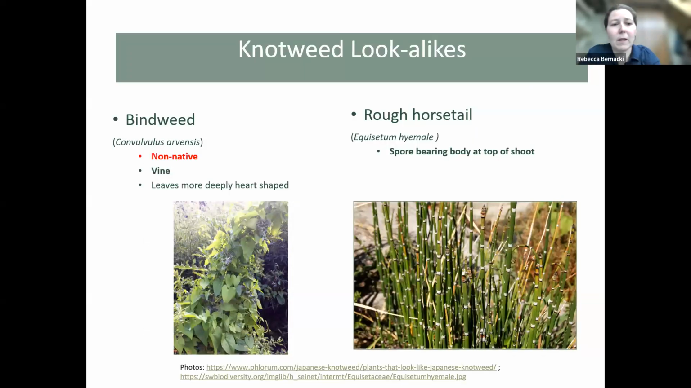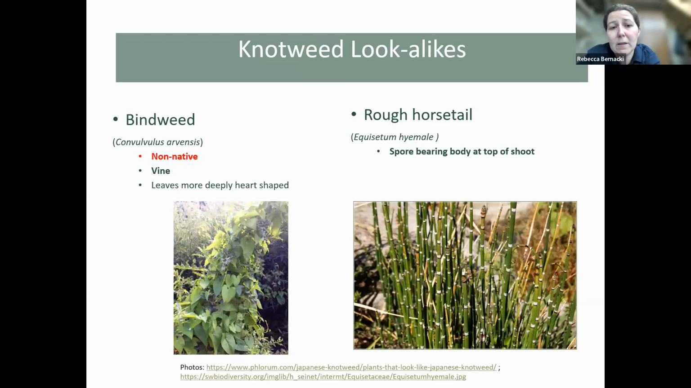And what are some lookalikes? The first lookalike is another invasive non-native plant called bindweed. Bindweed, however, is a vine as opposed to a perennial or a bamboo-like plant as we're seeing here. However, the leaves are very, very similarly shaped. But if you look at them, the leaves of bindweed are more deeply heart-shaped. This is a common lookalike that we see, especially early in the season when knotweed plants are small.